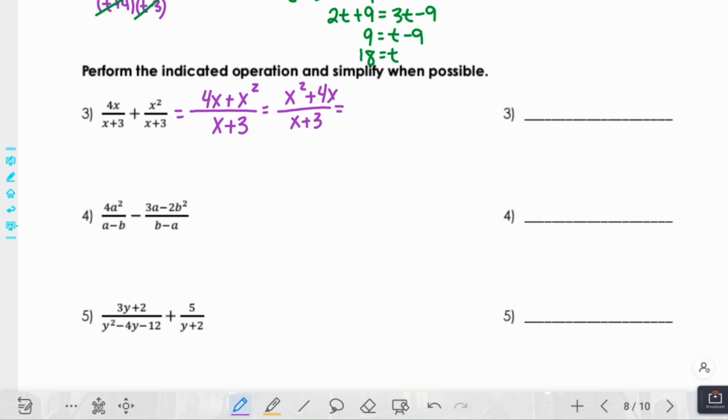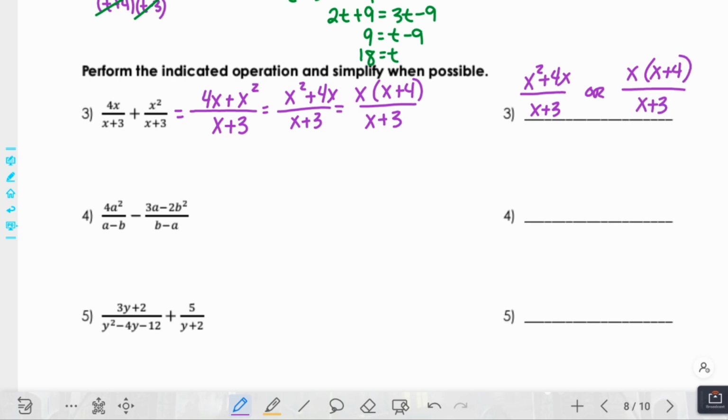And then I can factor out a greatest common factor of x in my numerator, and I'm left with x plus 4 all over x plus 3. But that's about as simplified as you can get. So once again, you can have x squared plus 4x over x plus 3, or you can have x times x plus 4 all over x plus 3. The reason you want to factor when you can, like what I did on this one, is because there's always that possibility that you can factor out something like an x or a 2, and then maybe you're able to cancel more factors out between your numerator and denominator.